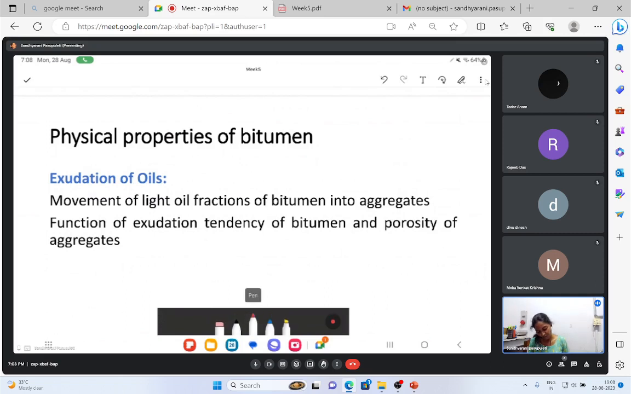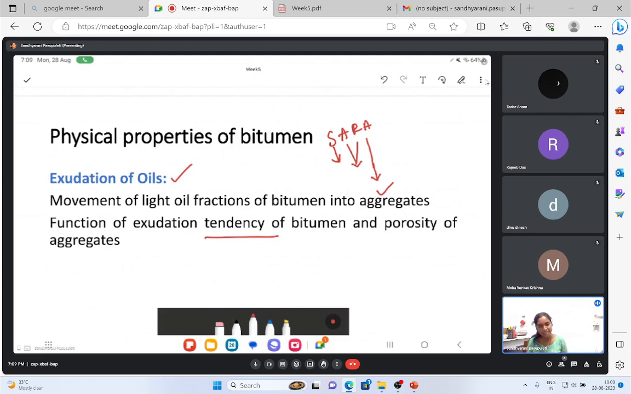Another rare condition is exudation of oils. As we have discussed in the SARA fractions, there are saturates, aromatics and resins, which are lighter oil fractions. These oil fractions can usually be evaporated, as we have discussed. Let us say the aggregates used in the mixture are of high porosity, that means they have more pores on the surface. When we mix the bitumen with these aggregates, there is a chance that these lower molecular weight oils, which have lesser viscosity, try to penetrate into the aggregate pores. So aggregates will have the tendency to absorb them.